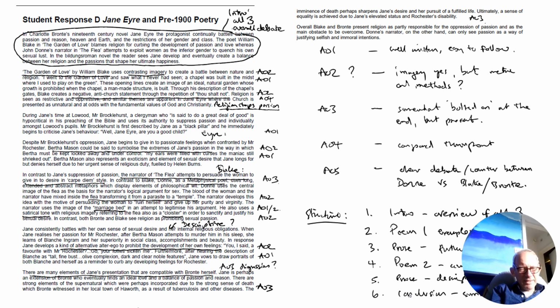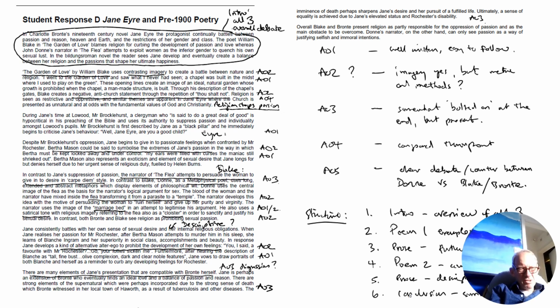Fourth paragraph, Bertha Mason symbolizes the extreme of Jane's passion, right? Good example again. So, you don't need to have studied Jane Eyre to see that this student is specifically referencing the text, and good on them for that, okay? That's the writer's methods. Bertha Mason represents exoticism, element of sexual desire, and that's good. Okay, so moving on to the fifth paragraph.